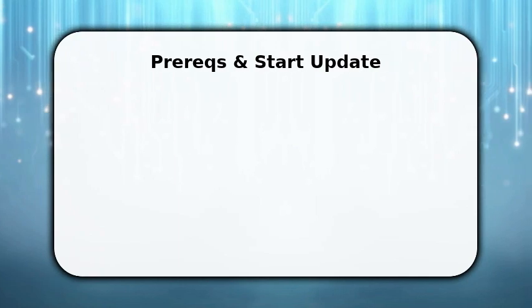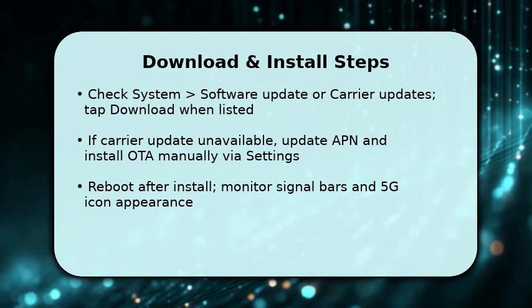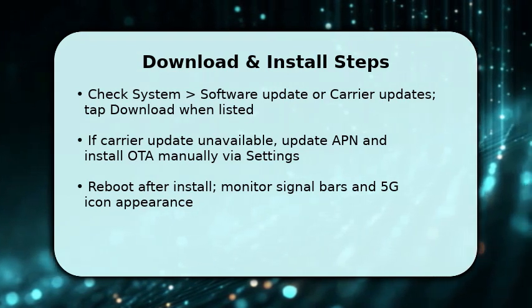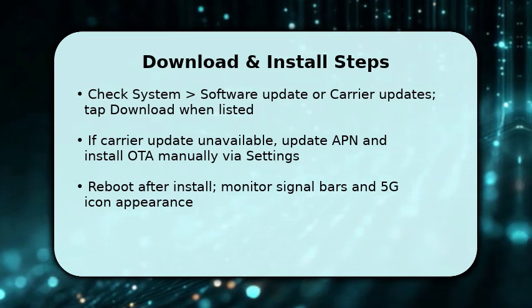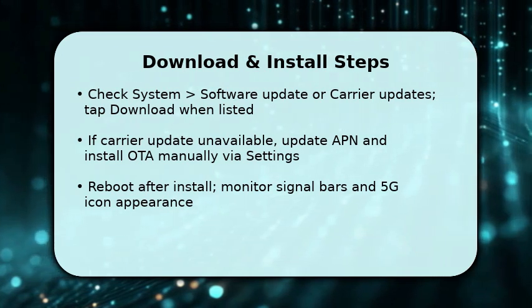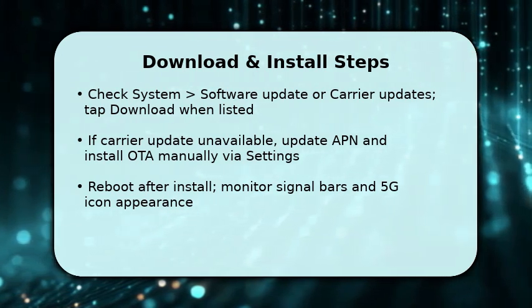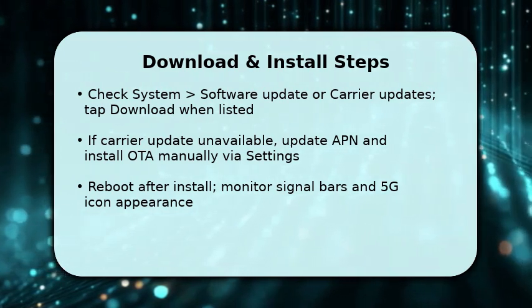We move immediately to execution. You'll now pull and apply the update. Go to System or About Software Update and check for carrier or OTA packages. Tap Download and let the package finish. If no carrier update appears, change APN to Airtel 5G settings and trigger a manual carrier update or sideload the OTA using official firmware. Follow on-screen prompts carefully.